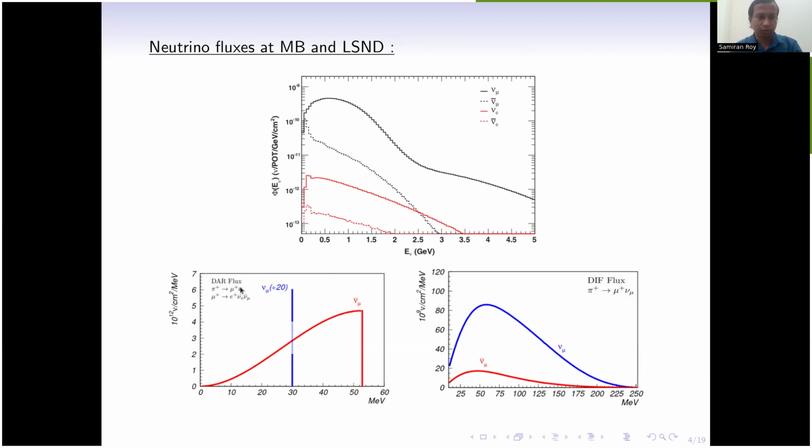For LSND, there are two types of flux. One is DAR flux, and another one is DIF flux. DAR flux is where the pion decays at rest. So we can see that there's a line spectrum for the mu beam, and there this mu plus decays and produces the mu bar beam. Whereas for DIF flux, pi plus decays when it's in motion. So we can see that the mu energy is here higher compared to this mu or mu bar beam, but the amount of flux is 50 times smaller than the DAR flux.